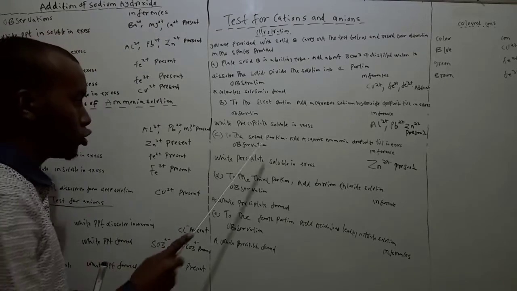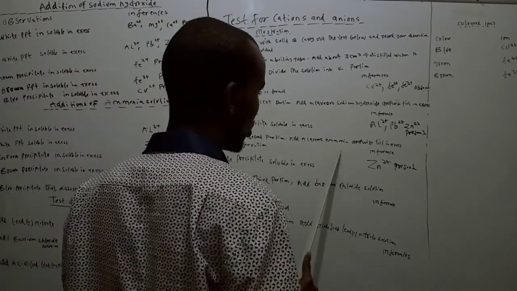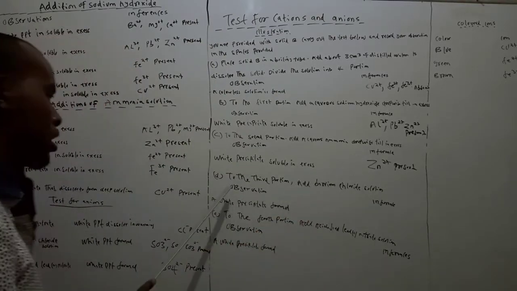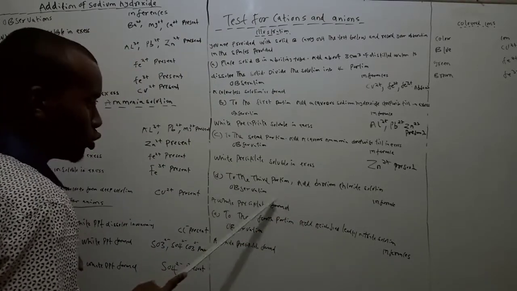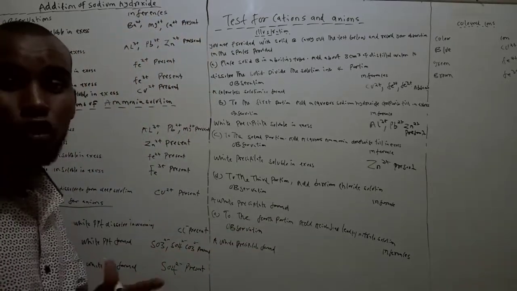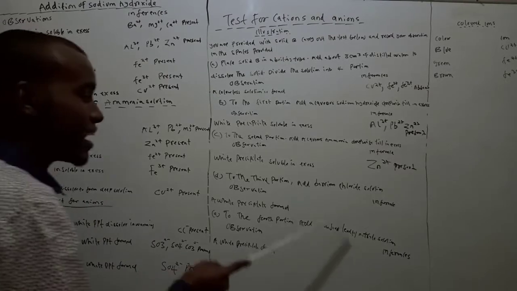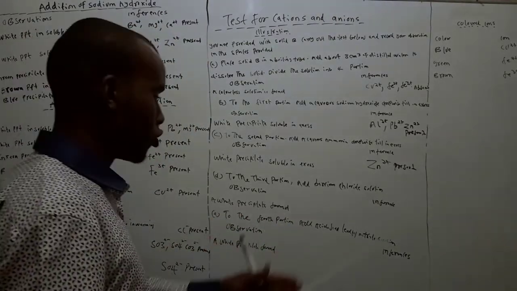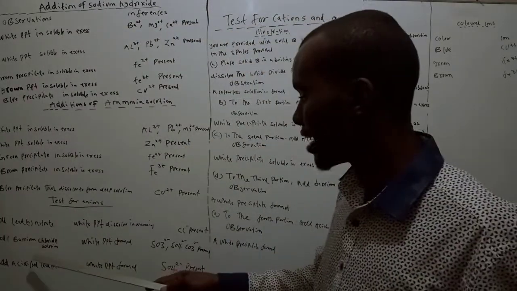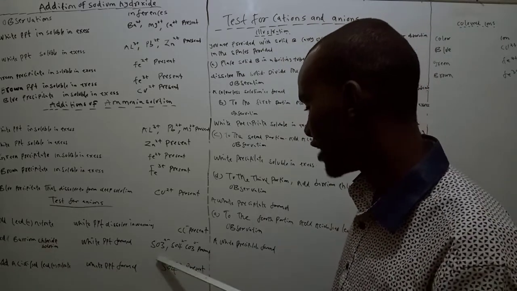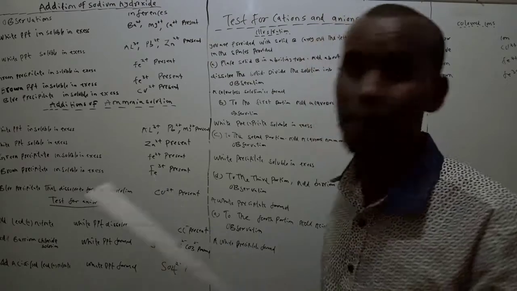Number C. To the second portion, add aqueous ammonia dropwise still in excess. Sorry, I've already done that. Number D. To the third portion, add barium chloride solution. Now we are testing for anions. Add barium chloride solution, and in the observation we have a white precipitate formed. Remember, when we are using barium chloride and a white precipitate forms, then we have sulfite, sulfate, and carbonate present.